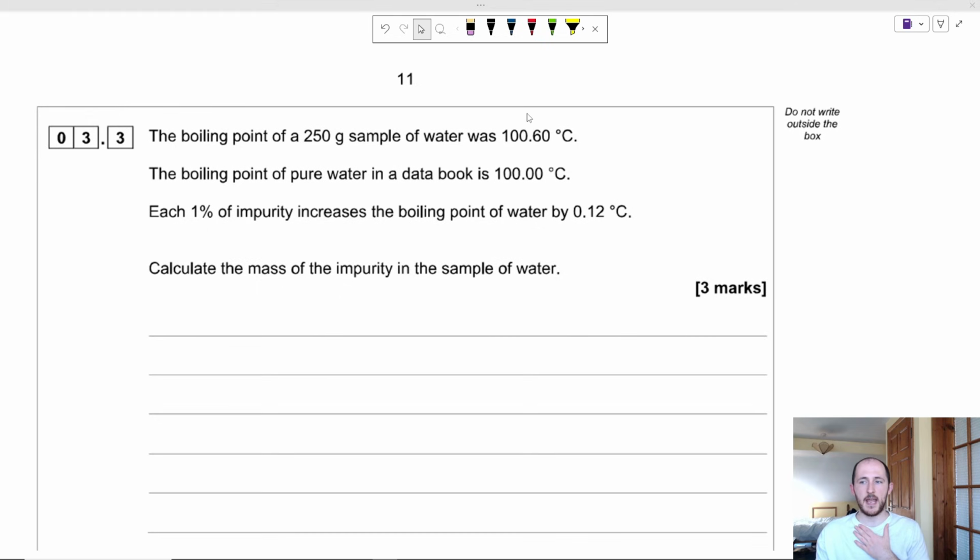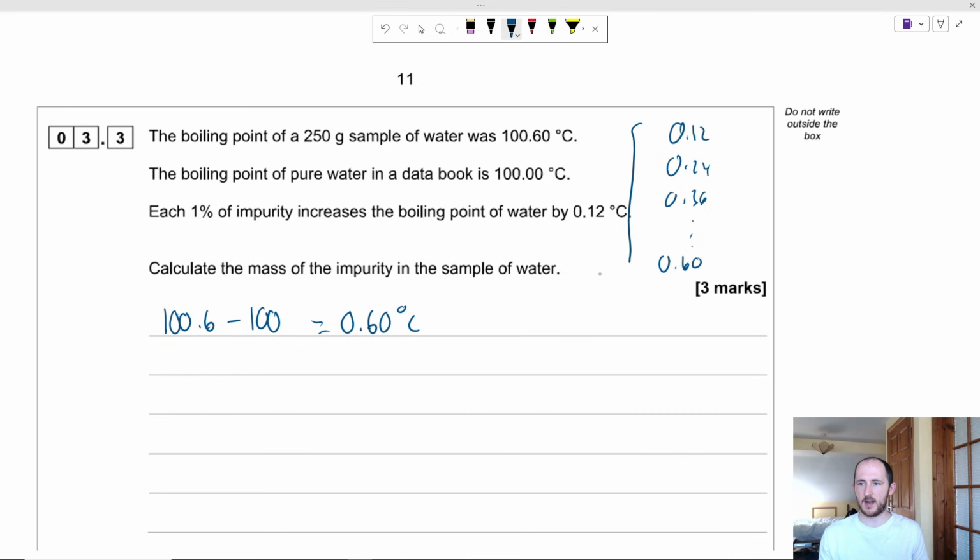So what I should work out is the difference in the boiling point. The difference in the boiling point is just 100.6 minus 100, which is 0.60 degrees Celsius, okay? Now, how much percent of impurity do we have if it increases by 0.12 each time? There's two ways to do this. You could keep adding 0.12, so do 0.12, 0.24, 0.36, all the way up to 0.60 and just work out how many times that is.